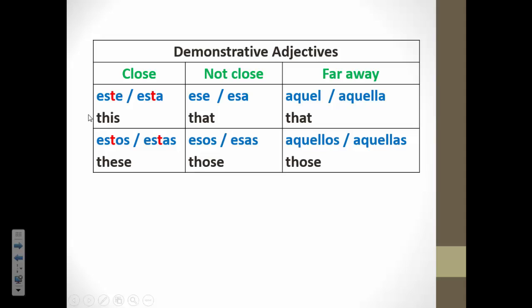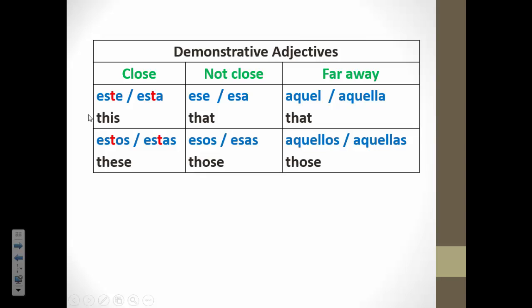So notice we have this and these. This is este or esta, and these are estos or estas. Also notice that I made the T's red because I have a little saying that might help you remember. This and these have T's. If you notice the middle column where it says not close, those are exactly like the close column. The only difference is they don't have a T. Having said that, let's move over to the middle column.